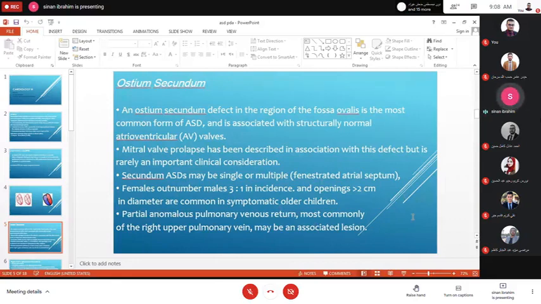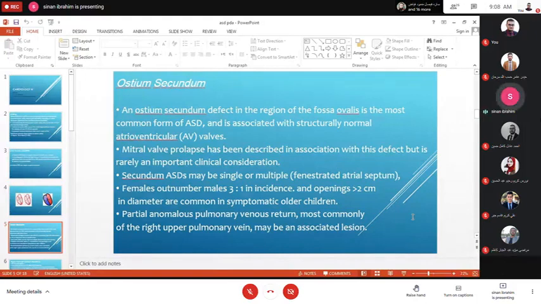ASD secundum may be single or multiple. مرات تقروها بالإيكو fenestrated interatrial septum، يعني بالعربي ترجمها نقول مشرشبة، فهي ممكن تكون عدة فتحات ضمن السبتم، مو بس فتحة واحدة، تسمى fenestrated interatrial septum.